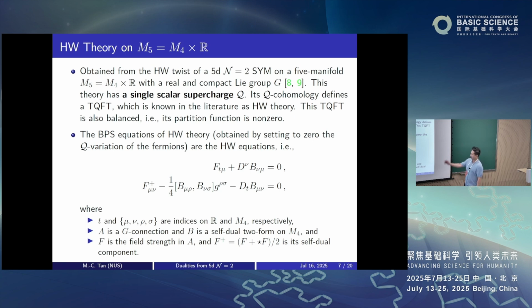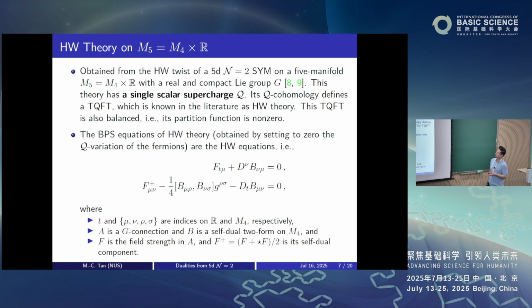Okay, and these are the fields. B mu nu is an antisymmetric self-dual 2-form on M4. F is the usual field strength. A is a G connection, where G is a real compact Lie group. And t is along the R direction, which is the direction we take to be time.